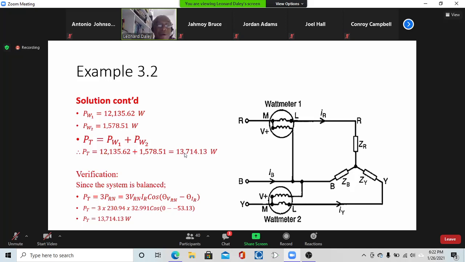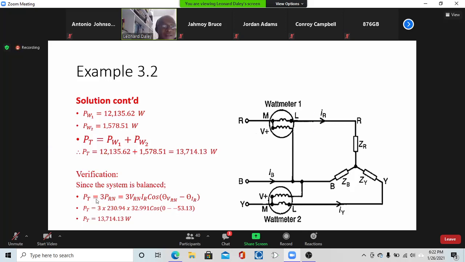All right. Or you could write it as kilowatts, 13.714 kilowatts. By the way, when you change from watts to kilowatts, do it way at the end. It's right at the end you should do it. Don't do it from way up here, because you start rounding off when you do that and lose some accuracy.